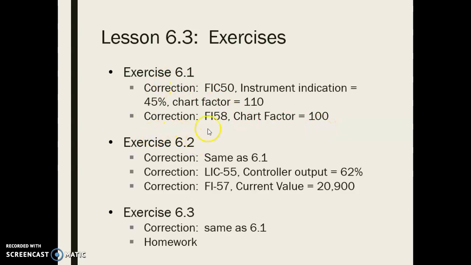In Exercise 6.2, that's the same as 6.1, and for LIC55, the controller output should be 62%. And for FI57, the current value should be 2900. Then Exercise 6.3 is similar. You put the same numbers in that you did for Exercise 6.1. Okay, and that's going to be your homework.